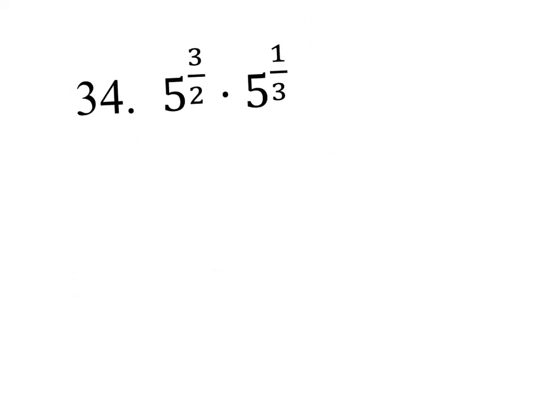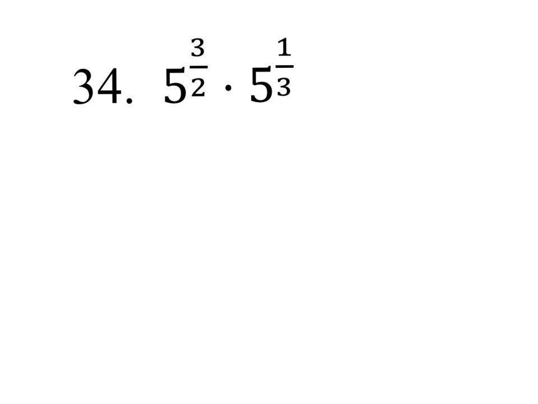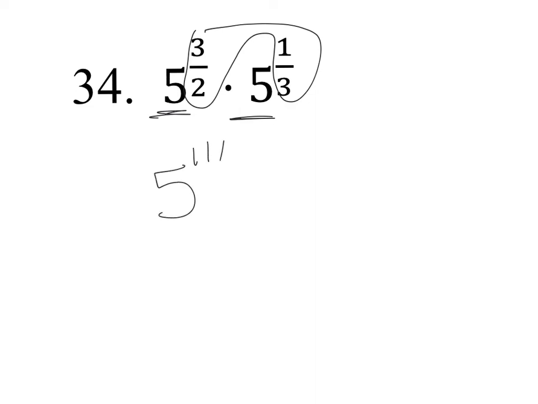34. Oh, I noticed that they have the same base. However, in this one, I cannot rewrite this with a root, because these roots are different. This is a half root, this is a third of a root. So I actually have to first do my power to a power. Since I have the same base, I can add my 2 exponents. So 3/2 plus 1/3 is the same thing as 5 to the 11/6.